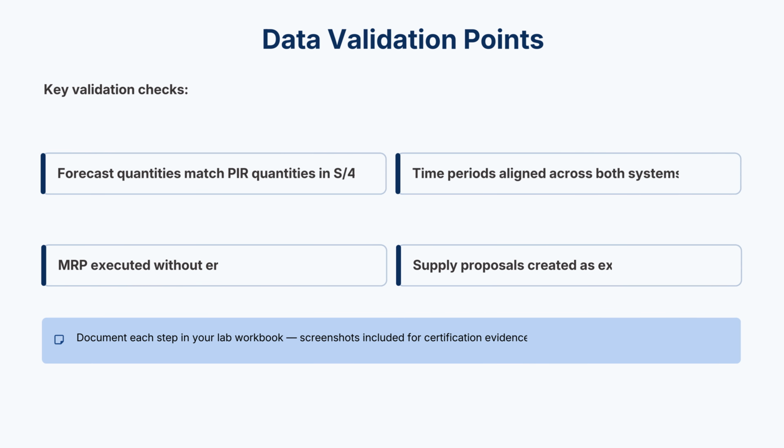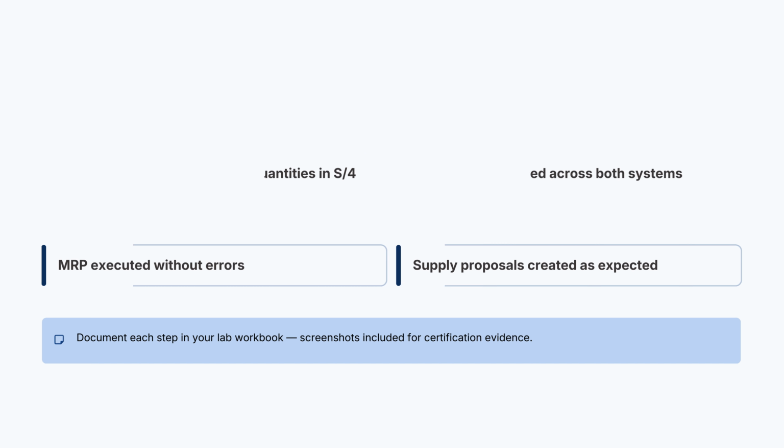Data validation points. After running the lab, validate key checkpoints. Ensure PIR quantities match IBP forecast quantities. Verify MRP created the correct supply elements. Confirm that coverage shows no shortages. Document your observations. These screenshots and notes are critical for both learning and certification review.